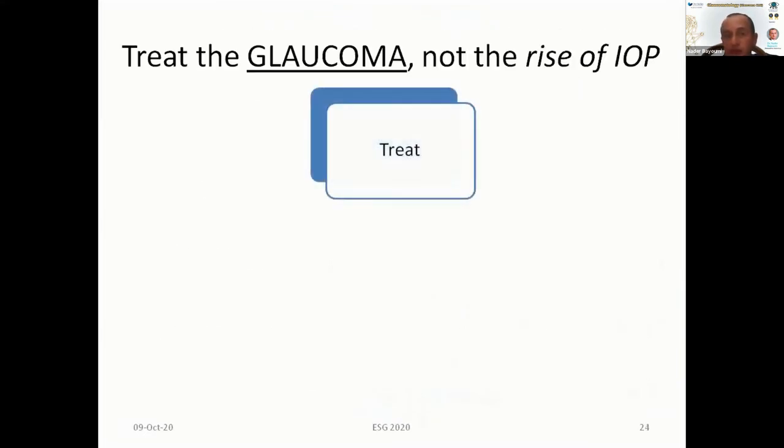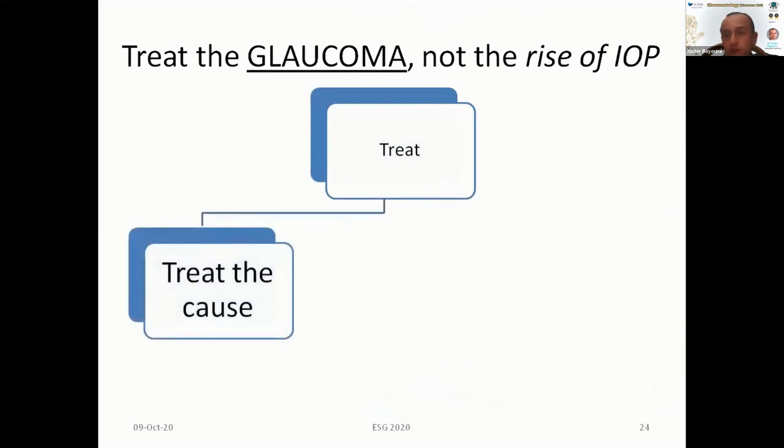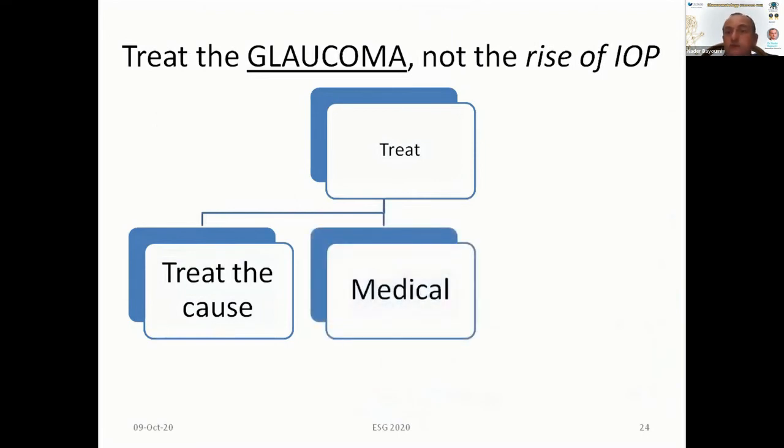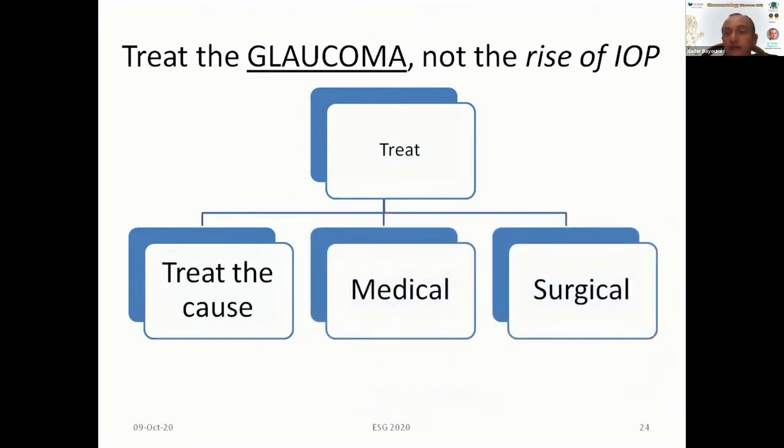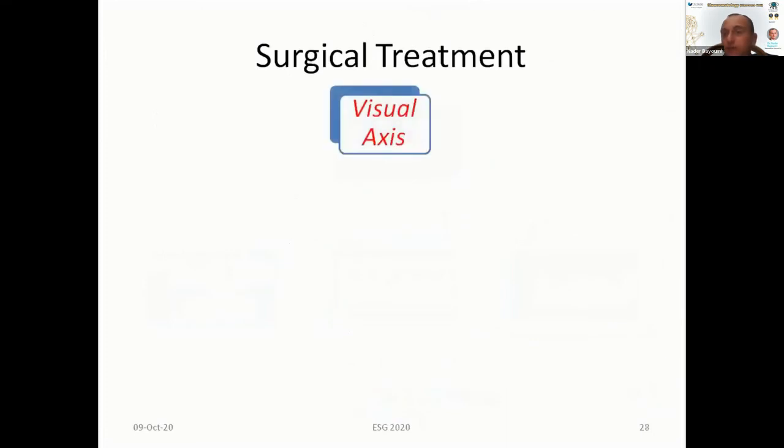So again, how to treat? Well, of course, we treat the glaucoma, not the rise of the intraocular pressure. Having mentioned so, we have to emphasize the importance of treating the cause, medical treatment, as Professor Khalil highlighted, and the surgical treatment. So what's the treatment algorithm or the treatment paradigm? The first issue, since we're dealing with glaucoma after cataract surgery, is to look at the visual axis, not because this affects the glaucoma, because this affects the visual outcome of the child.